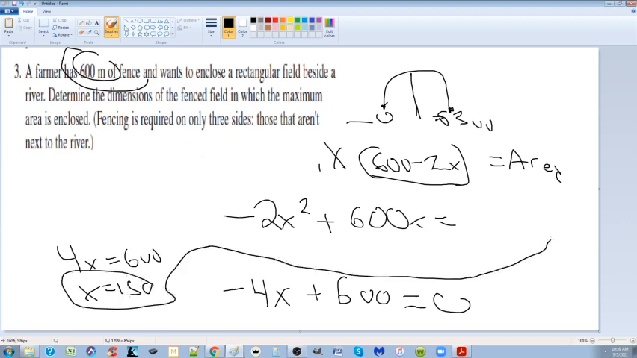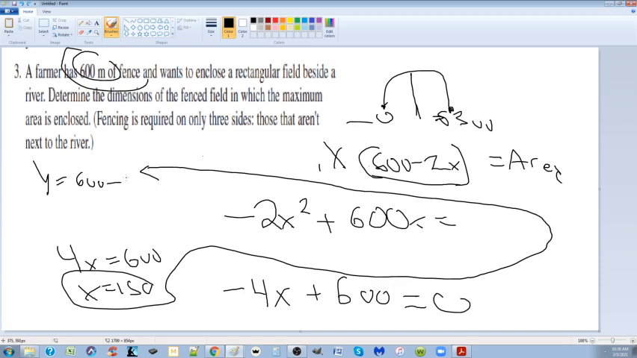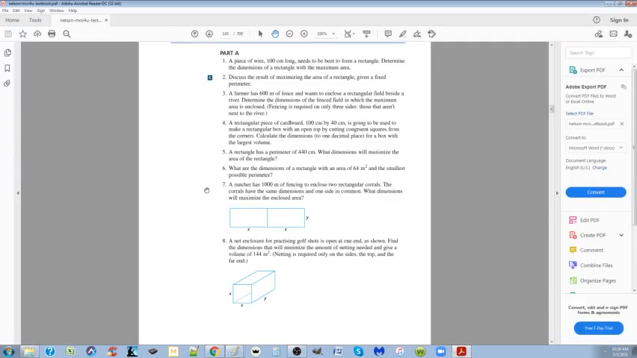Now I have to go back to my perimeter equation, which was y is equal to 600 minus 2x, which is minus 300, and y is actually 300 this time, meters. Always include your units, don't forget your units. And let's keep going.